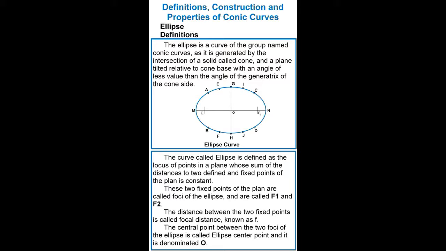The ellipse curve is defined as the locus of points in a plane whose sum of the distances to 2 fixed points in the plane is constant. These two fixed points in the plane are on the major axis, and they are called the foci of the ellipse, F1 and F2. The distance between the two fixed points is called the focal length and is represented by the letter f. The center point between the two foci of the ellipse is called the center of the ellipse, represented by the letter O.